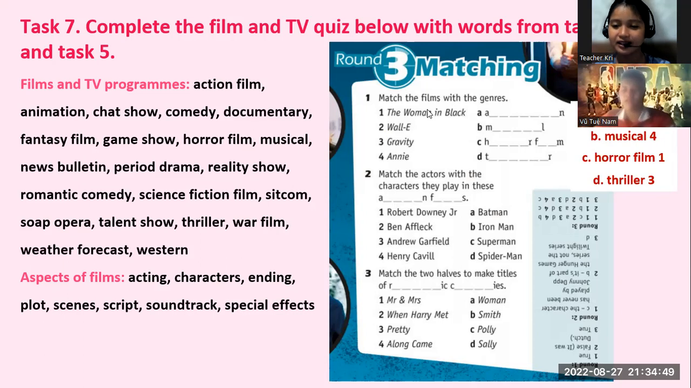Okay, so in the movie number 1, The Woman in Black, it's a horror film. And number 2, Wall-E, so Wall-E is an animation. And number 3, Gravity is a thriller. And number 4, Annie is a musical. Alright, now this time let's have number 2.